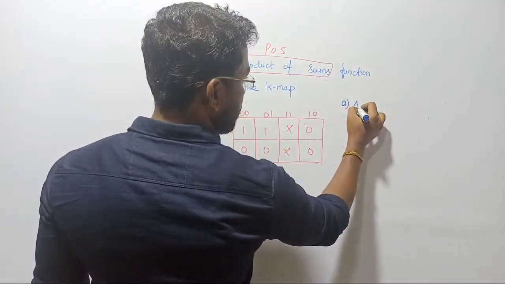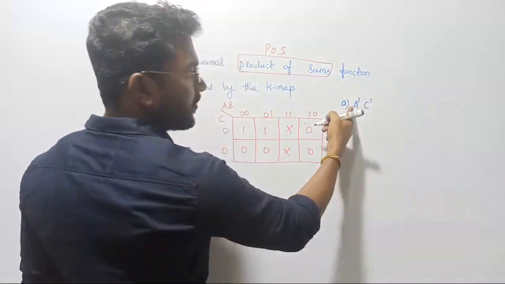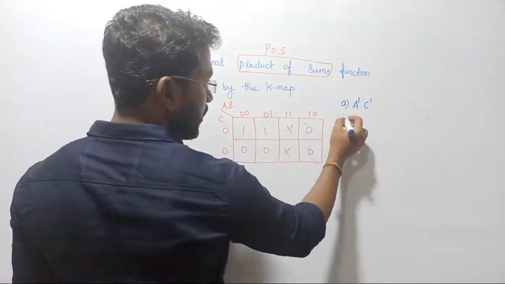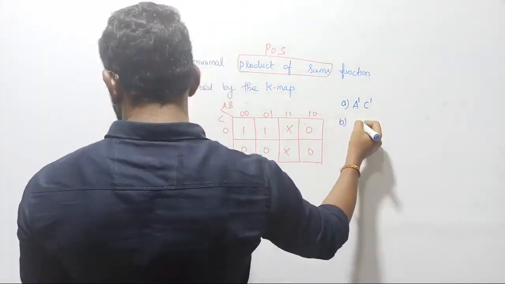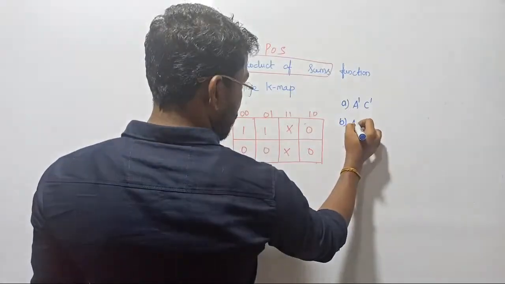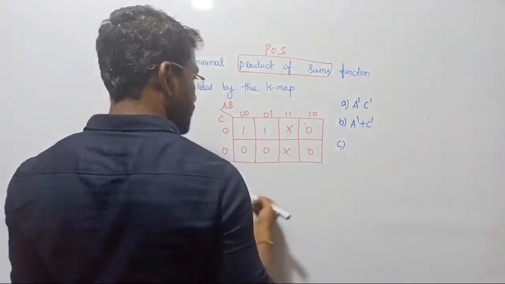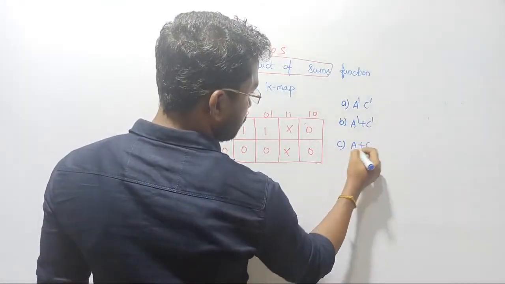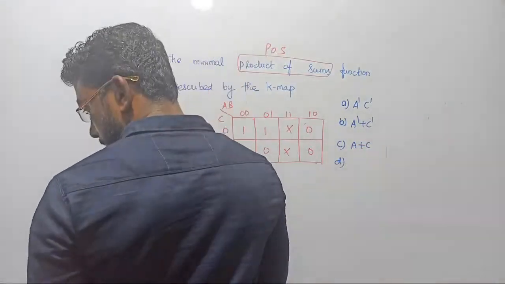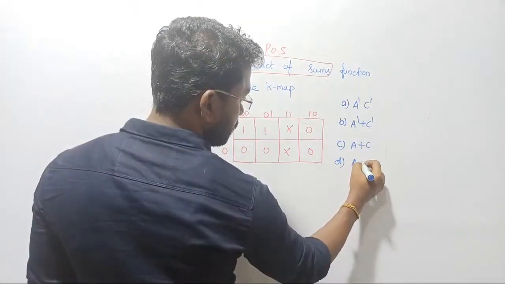That's all. They have given 4 options. Option A is A bar, C bar, which is another way of representing complements, right? That is A bar, C bar. Option B, they said A bar plus C bar. Option C is A plus C. Option D is AC. Okay.